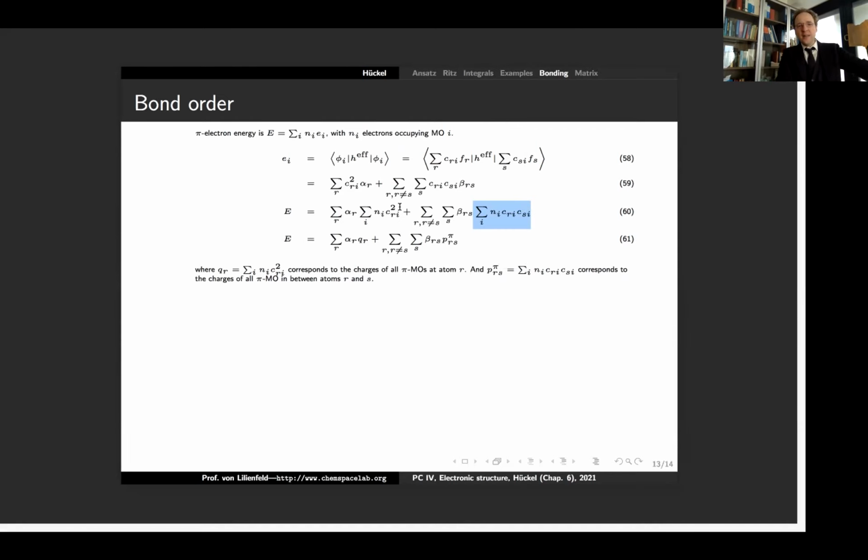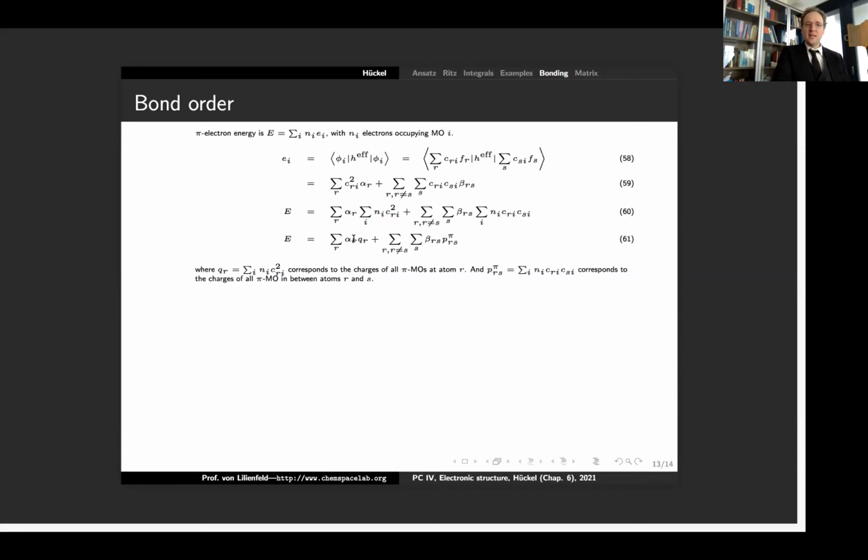These coefficients correspond to your wave function, and the wave function represents your electrons. So that is electric charge. What this really means is that when you sum these coefficients up, that's the total electronic charge sitting on your atom.